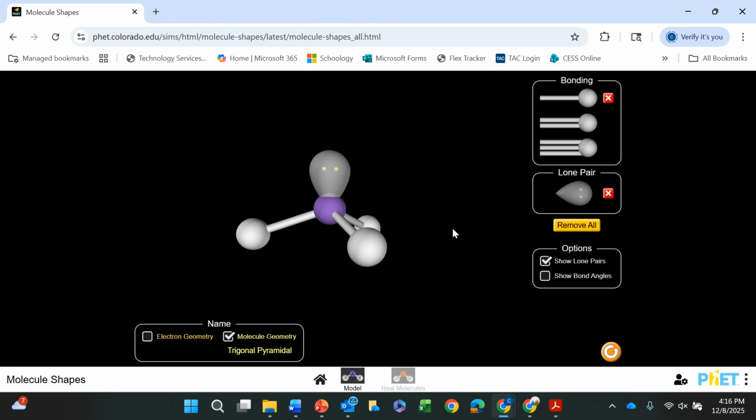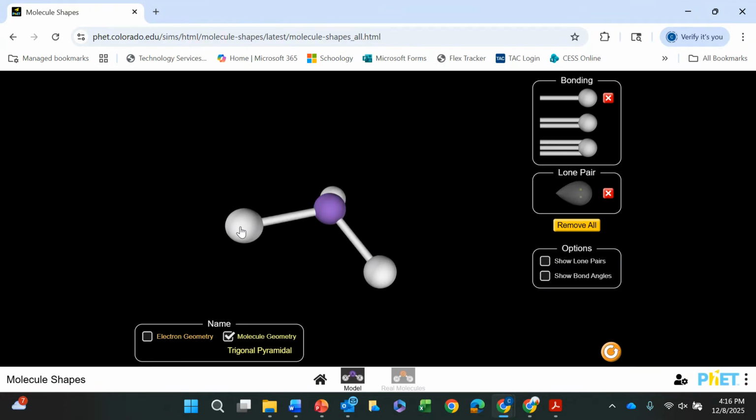But if I want to see what that shape looks like, I can turn off the lone pairs. They'll still be there. They'll still be affecting the other bonds, but you just won't see them. So there you go. And if I wanted to show the bond angles, to see what the angle is between this bond and this bond, I could click this one, and it'll say that's 109.5. So I would start by doing the PhET and then come back to the lecture.